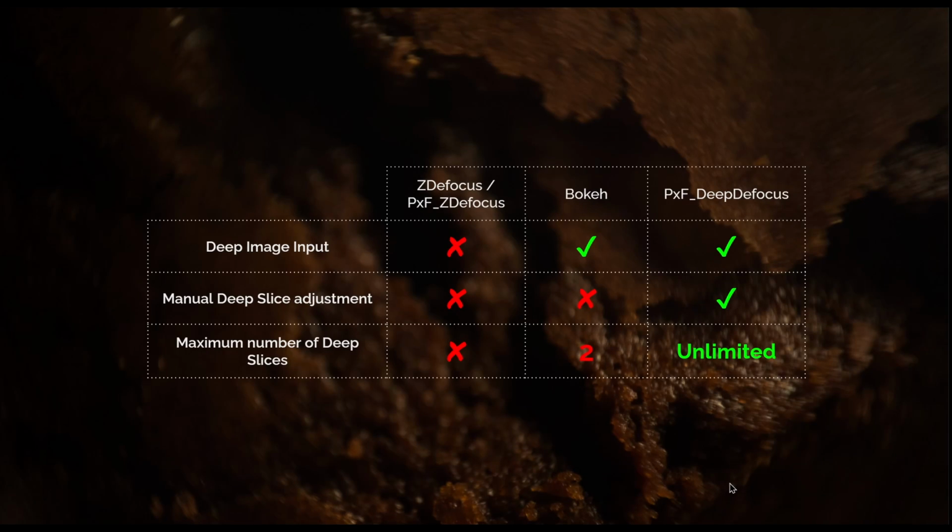All right, so let's recap here. For deep images, we can't use ZDefocus or PXF ZDefocus. We have to use either bokeh or deep defocus. Both accept deep. You cannot adjust your deep slicing with the bokeh node, which is a huge issue. We can with the deep defocus. We are stuck with 2 slices with the bokeh node, and we can choose as many as we want with deep defocus, of course, within reason of your hardware limits, but you can adjust the slicing manually here on Deep Defocus.